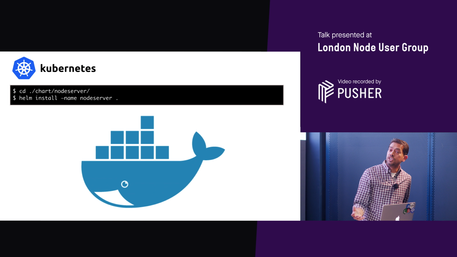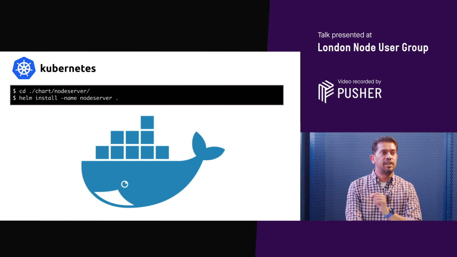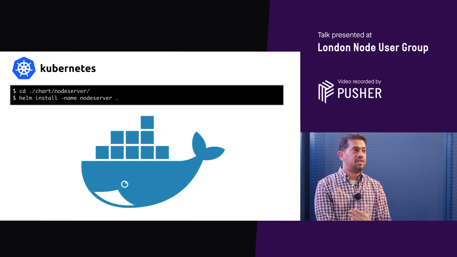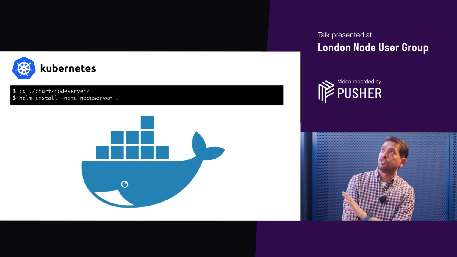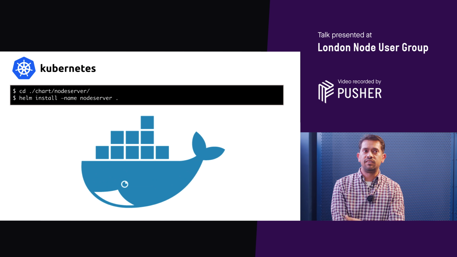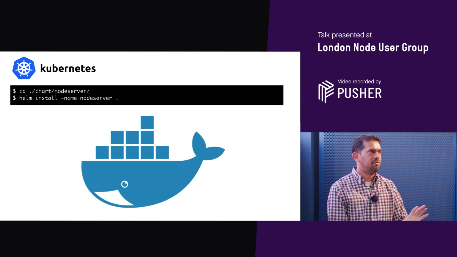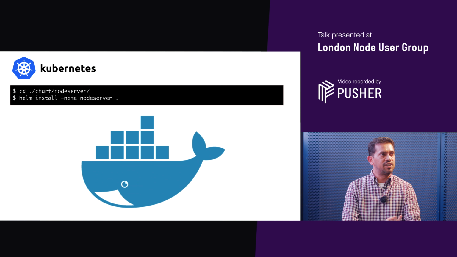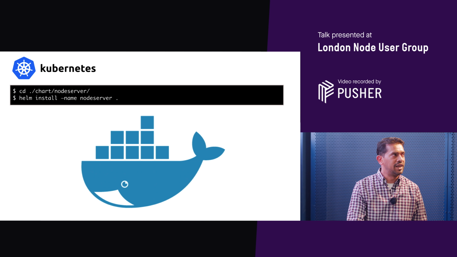In terms of how we use the assets that we've got, if you go into the chart node server directory and do helm install and give it a name, node server is the name of the application in this instance, and point it to the current directory where the chart.yaml and the values.yaml are, then that's all you need to do. I made an assumption here that you've got a Kubernetes environment running on your laptop or whichever environment you're pointing it to. But that's pretty standard. You can do it with Docker on a Mac or anything like that.